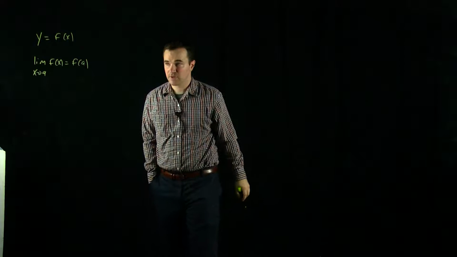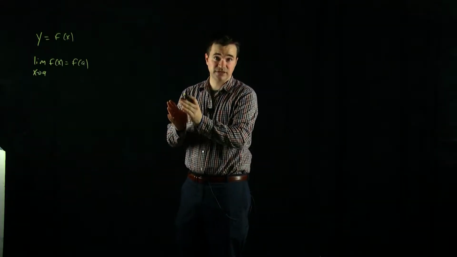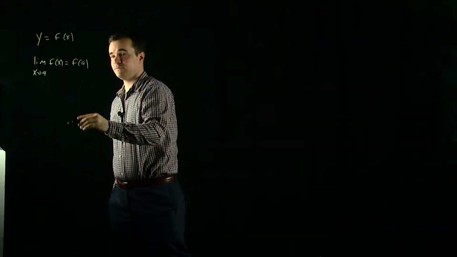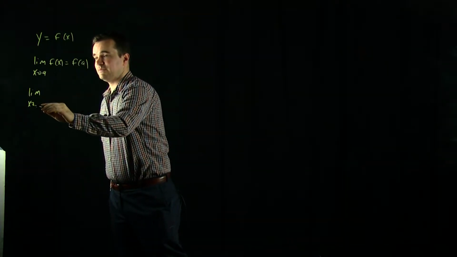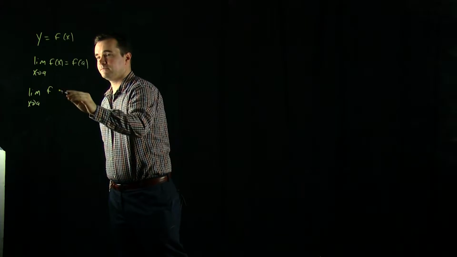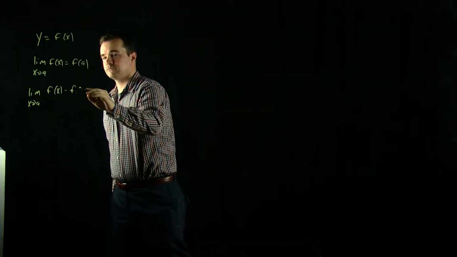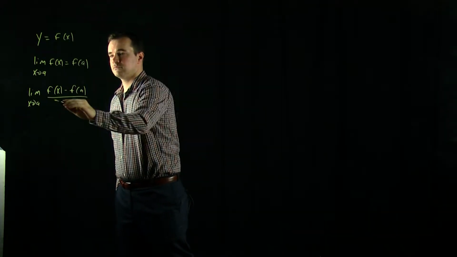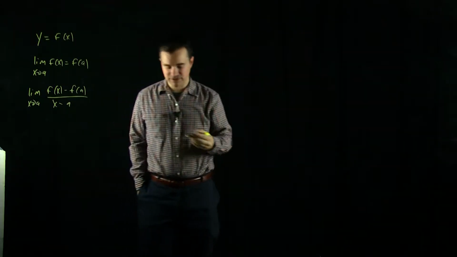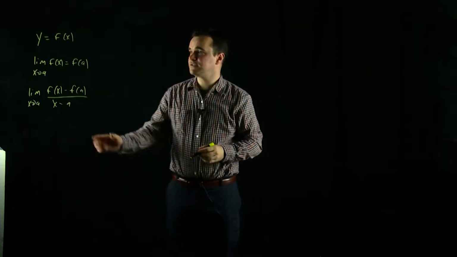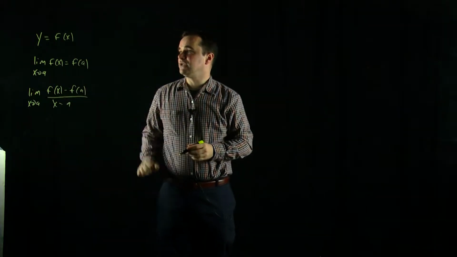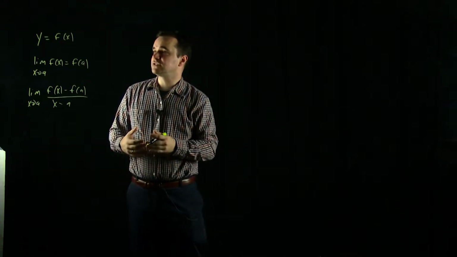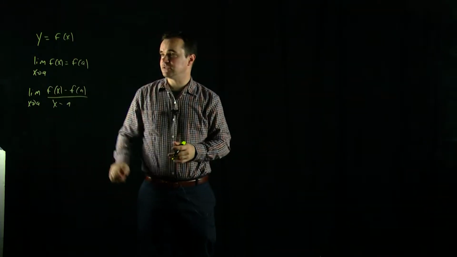equals f of a. So say now that you have a function that's actually differentiable at the point x equals a, which means that this limit of the difference quotient has to exist. So if this limit exists, why must it be true that the function's continuous? Why must it be true that this limit exists?